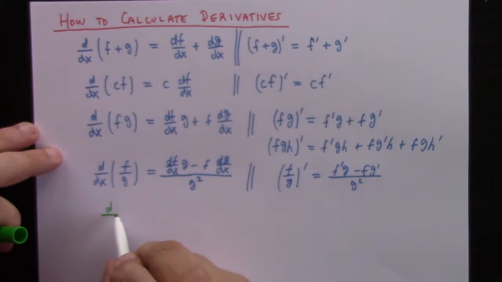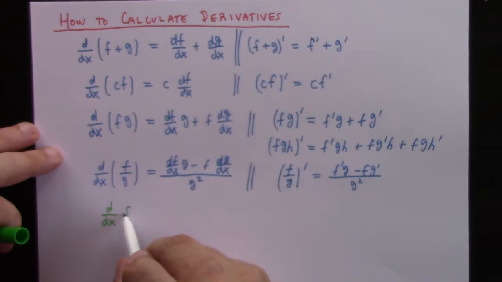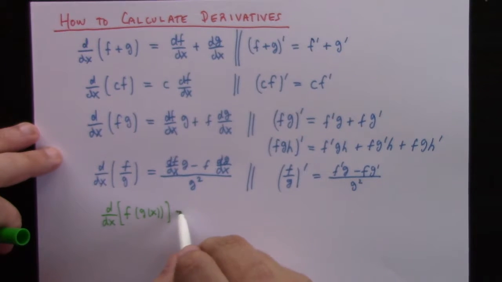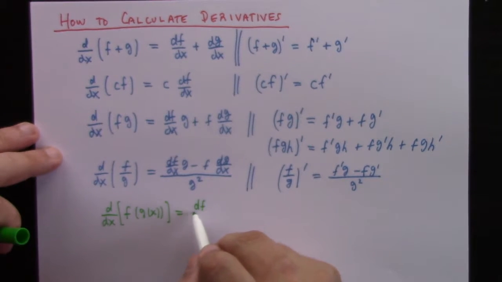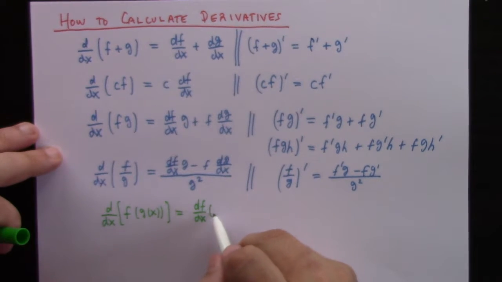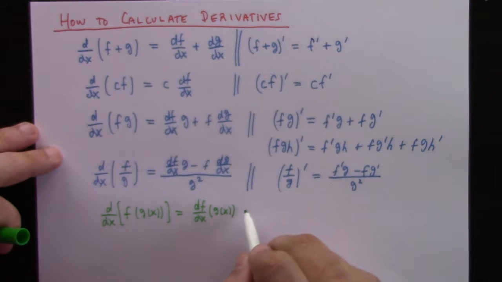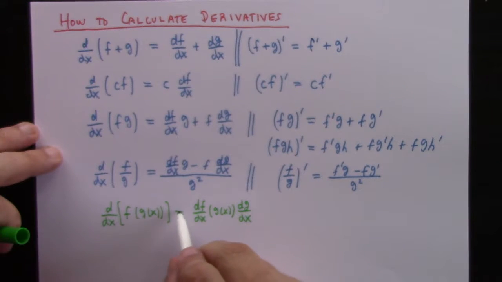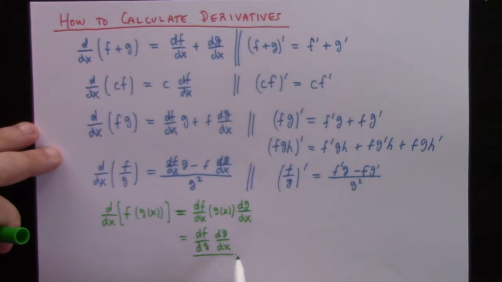The derivative of a composite, right? d/dx of f of g of x is what? Well, it's df/dx evaluated at g of x, times dg/dx. Now, there's another notation we can use for this to be more concise, I should say. You could just say df/dg times dg/dx. It almost looks like we're multiplying by 1, but you should understand that that's just a slick notation.